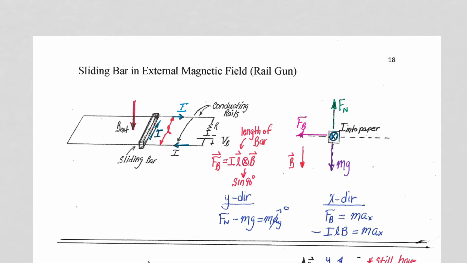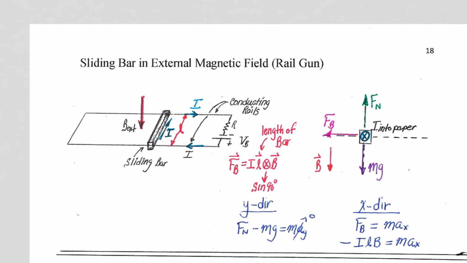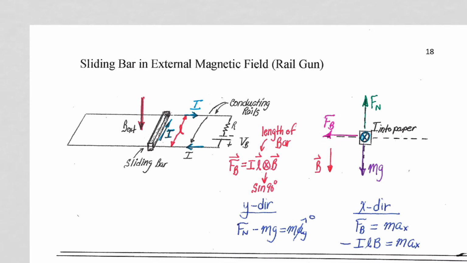In this lesson, we're going to be looking at a sliding bar on conducting rails in an external magnetic field, and this is the basic premise for how a railgun works. So how can we use current and a magnetic field to actually accelerate this bar? Well, we definitely need a current, so we definitely need a power source.